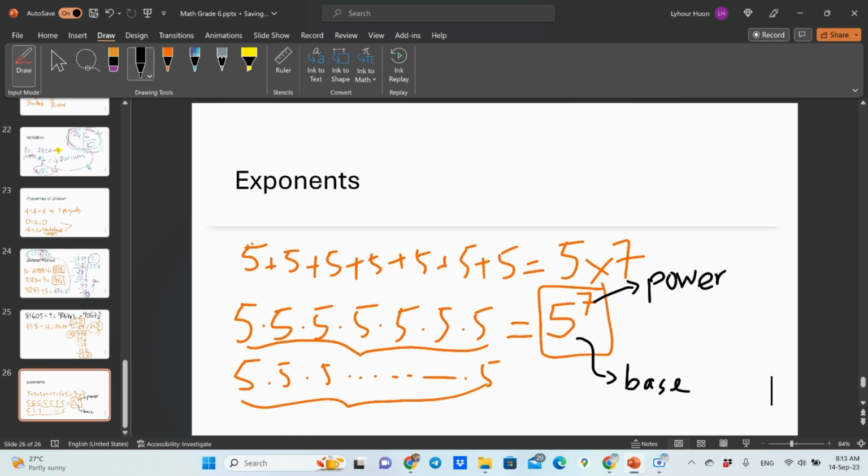So 5 times 5 times 5 times 5, 7 times. Now we no longer write it over and over again. We write it in the exponent form, 5 to the power 7. We call 5 the base, 7 the power.